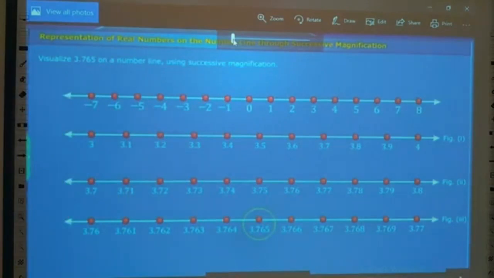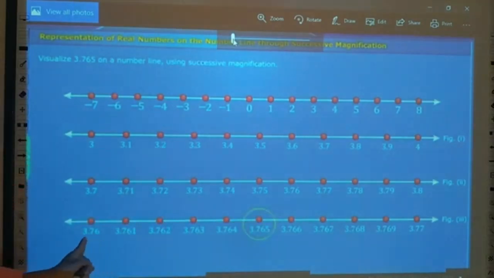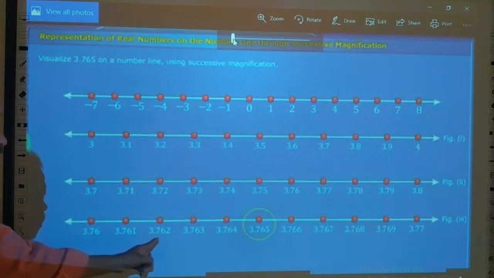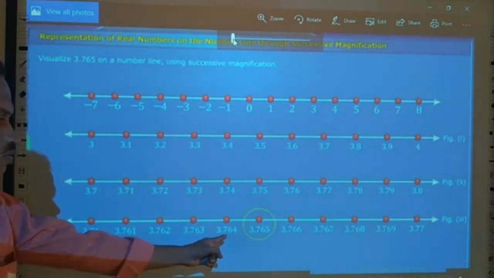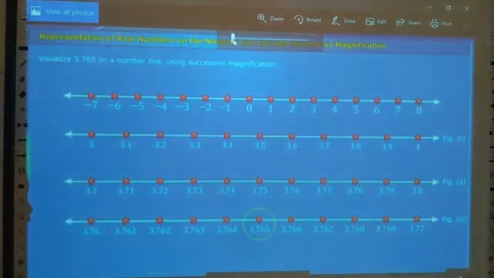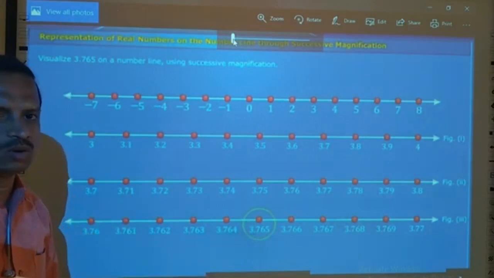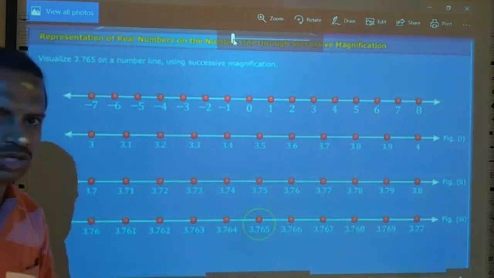And now you look at the 1000th digit 5. After 6 it is 5. So after 6 to get 5 we have to magnify 3.76 and 3.77. Do you understand? And now again 3.76 we have to take on the left and 3.77 on the right, and between that 3.761, 3.762, 3.763, 3.764, 3.765, 3.766, 3.767 and so on, 3.77. And now you see here 3.765, which is the required number, and you got it. Clear, children?